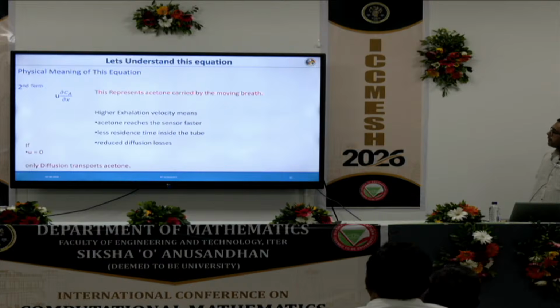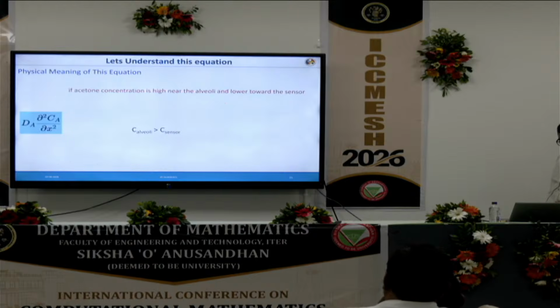function. Now the second term, which is even more complex, represents that acetone is carried by the moving breath. Here I am also considering exhalation velocity. Sometimes our exhalation is very slow, sometimes our exhalation is very high, and so on. So we have to also consider this second factor.